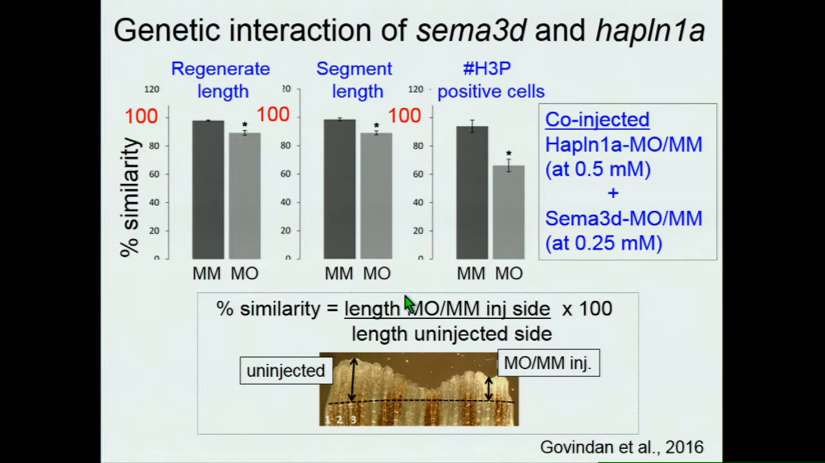So we looked at this using a percent similarity, which is simply the percentage of the ratio of the morpholino treated side over the untreated side of the same fin. So 100% similarity reflects little difference between the treated side and the untreated side, and is what we see when we co-inject mismatched morpholinos for Sema3d and Hapln1a for all three phenotypes. In contrast, for the targeting morpholinos for Sema3d and Hapln1a, we see reduced regenerate length, reduced segment length, and reduced dividing cells, right? Providing evidence of synergy and suggesting a genetic interaction between these gene products.